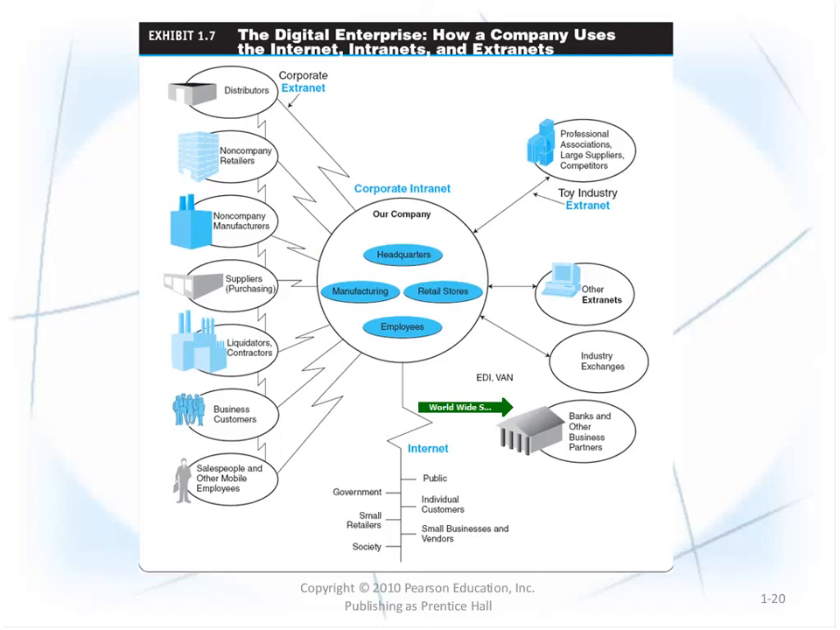So we have our intranet, different branches of our company connected together, and we have our extranet, and then by using the internet we connect all this together. We connect to the public, we connect to the government or other businesses. So in this graph, you can see the whole environment that we are involved in.